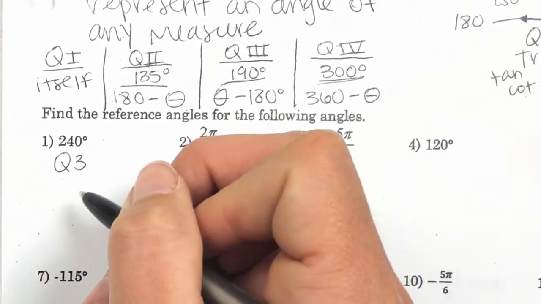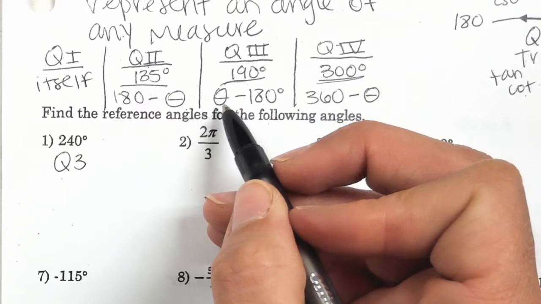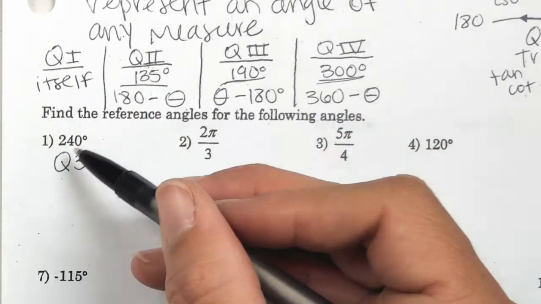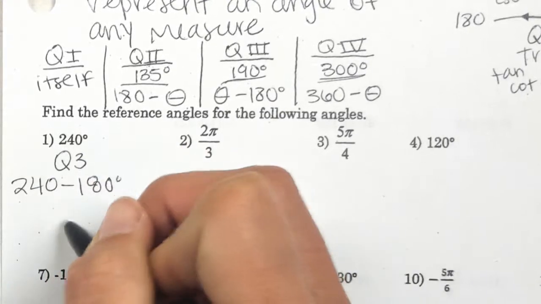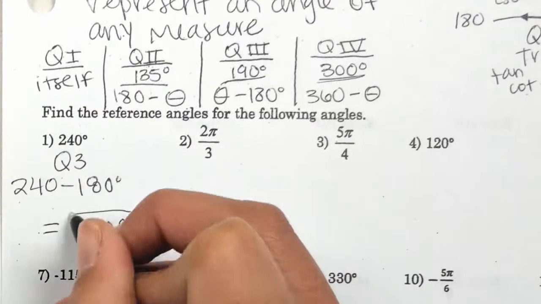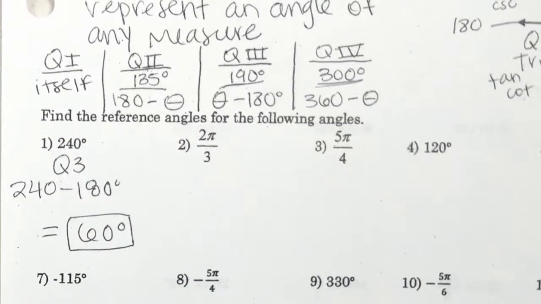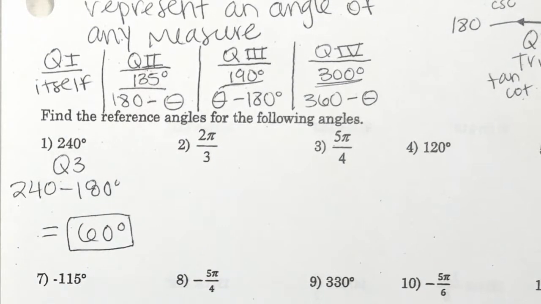So if it's in Q3, how do we find its reference angle? Good. And this time theta is what? So what is 240 minus 180? 60 degrees. Good. That is 240's reference angle. It's an acute angle because it's less than or equal to 90, and it represents that angle measure.